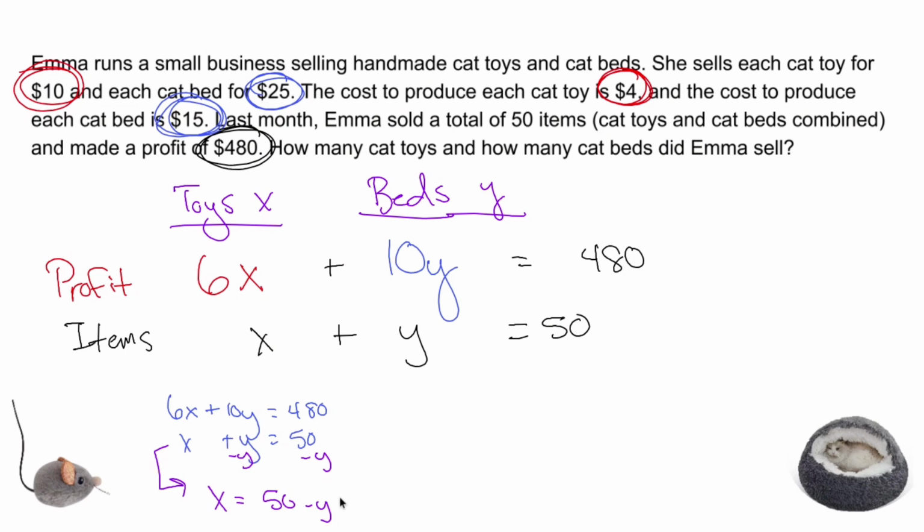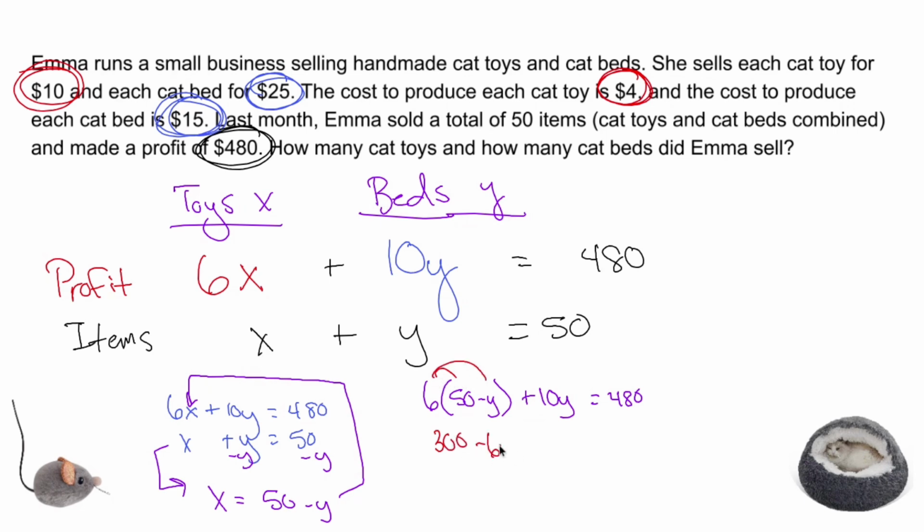I take that equation and replace the x up here with 50 minus y. So let me write that out. 6 times, instead of x, 50 minus y, close parentheses, plus 10y equals 480. 6 times 50 is 300, distributive property. 6 times negative y is negative 6y. Drop down the plus 10y. Drop down the equal sign. Drop down the 480. These two combine to make 4y. So I have 300 plus 4y equals 480.